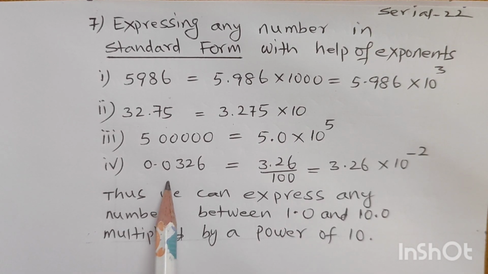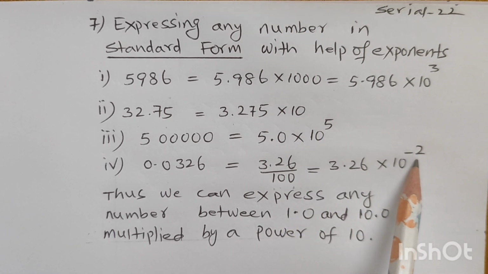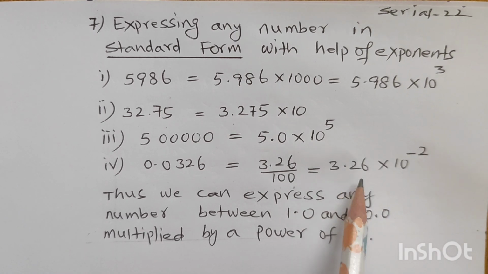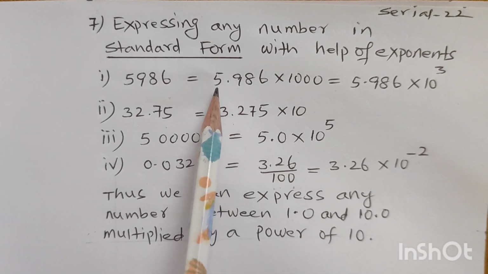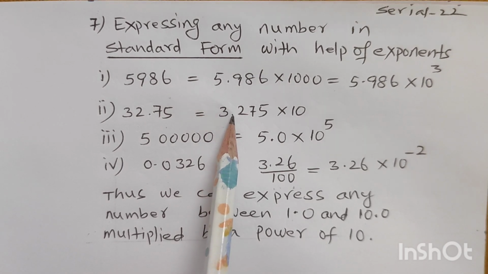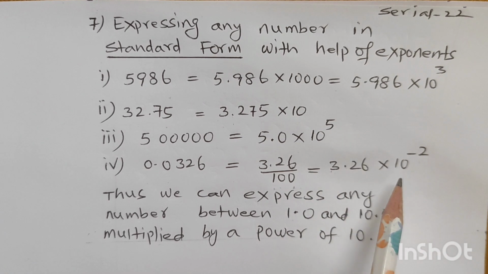0.0326 can be written as 3.26 divided by 100, and 100 here is 10 to the power 2, and when taken on the top it becomes minus 2, a change of sign. So this is 3.26 into 10 to the power minus 2. Thus we can express any number between 1.0 and 10.0 multiplied by a power of 10. You can see here a single digit to the left of the decimal, multiplied by suitable powers of 10.